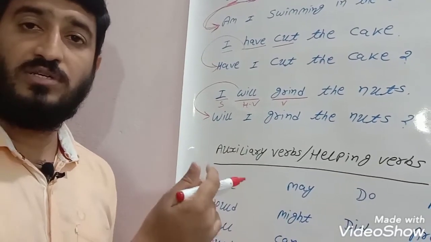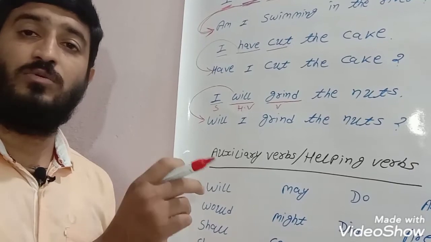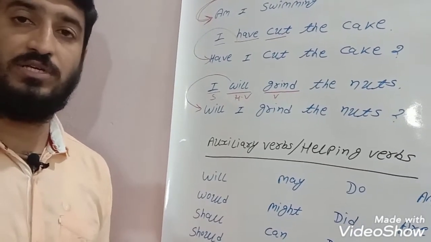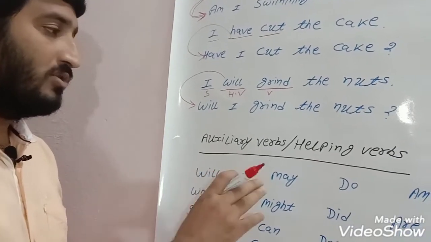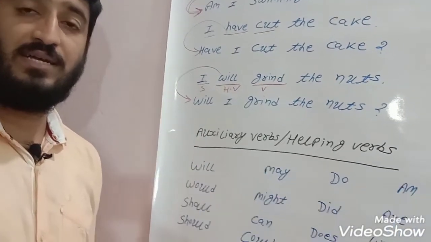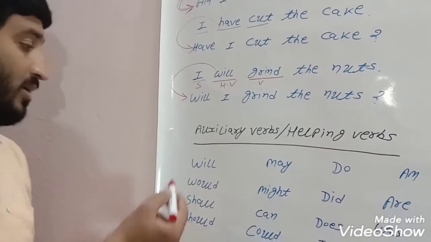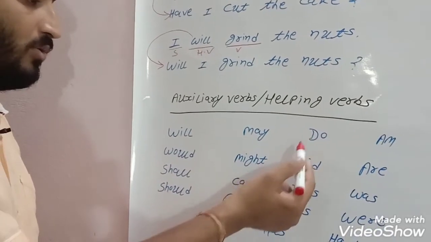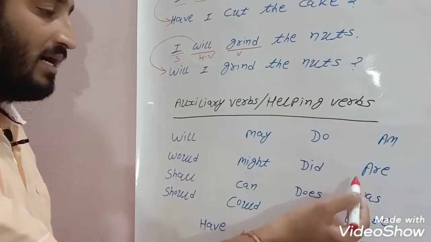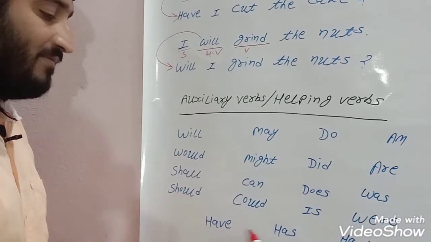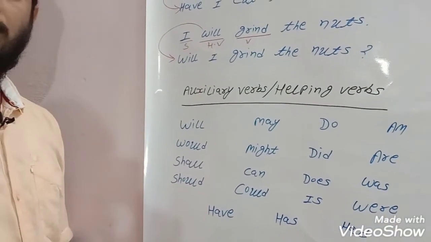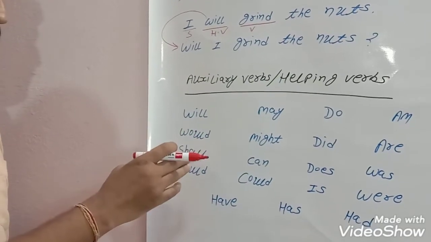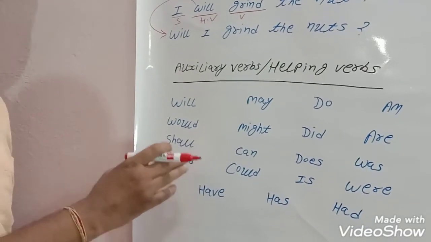If we don't see the helping verb, then we have to assume that "do" is the helping verb, and accordingly we can change it. There are many auxiliary or helping verbs in English. These are like will, would, shall, should, may, might, can, could, do, did, does, is, am, are, was, were, have, has, had.